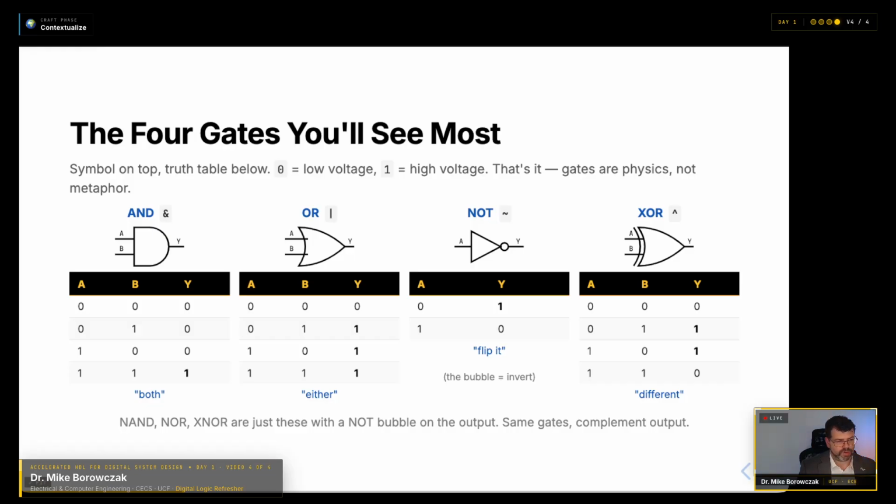Okay, NAND, NOR, XNOR are just these same logic gates, right? AND, OR, and XOR with a NOT bubble. So the output is notted, right? They're the same gates, just with the complementary outputs. So you can imagine notting the AND here to get an output of 1, 1, 1, and 0 to do a NAND. For NOR, the output would be 1, 0, 0, 0. For an XNOR, it would be 1001, right? So it's just the NOT of the output for the negated versions of these.